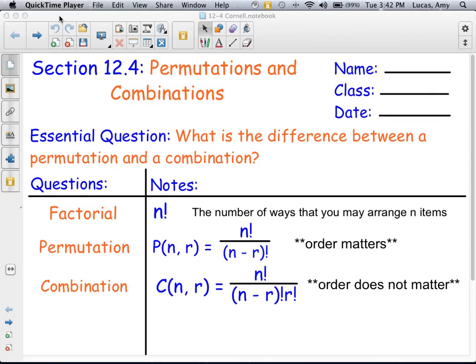So the n represents the total number of items that you have, and the r is how many you're going to use in your group, and the order that they're selected doesn't matter. So if you have a group of, say, 5 selected out of 10 students, and they're all going to have the same task, it isn't going to matter what order you selected those 5 students out of your 10.